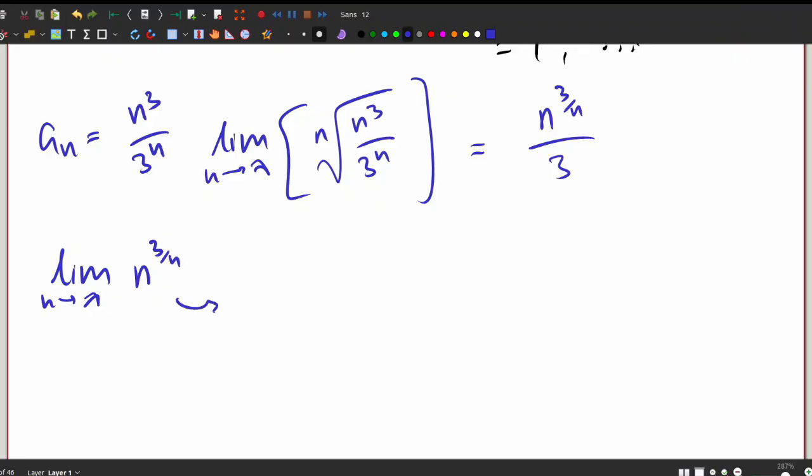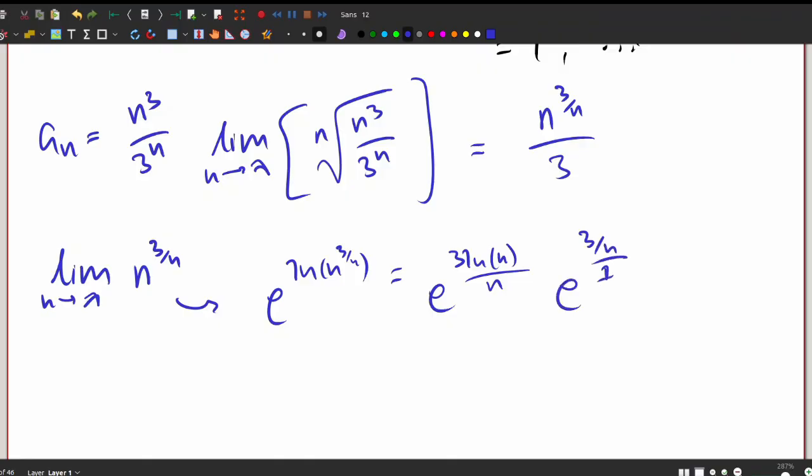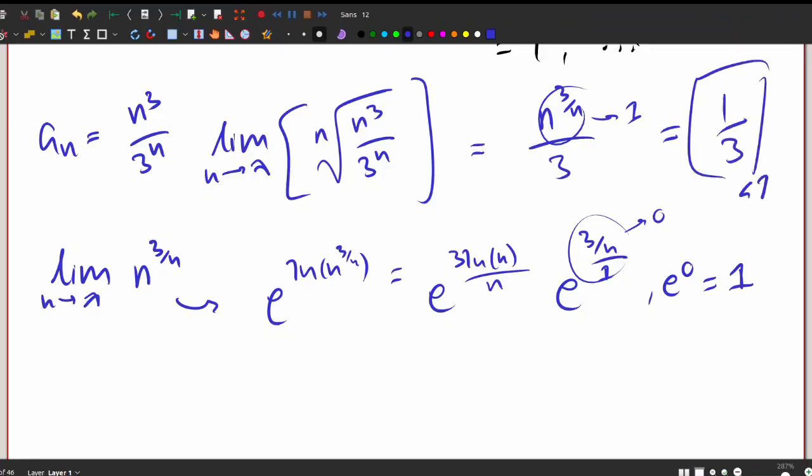And what I'm going to do is rewrite this so I can use L'Hopital's rule. So this becomes e to the ln of n to the 3 over n. Therefore, e to the 3 ln n over n. And now I can use L'Hopital's rule. So this becomes 3 over n over 1. As n approaches infinity, this approaches 0, and e to the 0 is 1. Therefore, this part approaches 1, and my overall limit is 1/3. Since 1/3 is less than 1, this series converges by the root test.